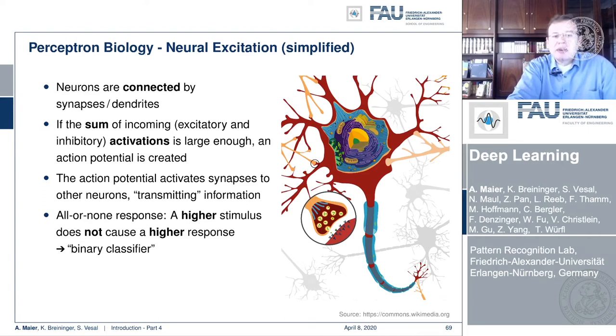And it's firing if you have a certain potential that is over a threshold. Then it's transmitting information. And it's typically an all or none response, which means that if you have a higher stimulus and you exceed the threshold, it doesn't mean that it causes a higher response. It either fires or it doesn't fire, so it's essentially a binary classifier. This concept can rather easily be transformed into a vector representation of the world in vector space. But I think this is very difficult for normal people to understand. They would not know what the heck they're looking at.